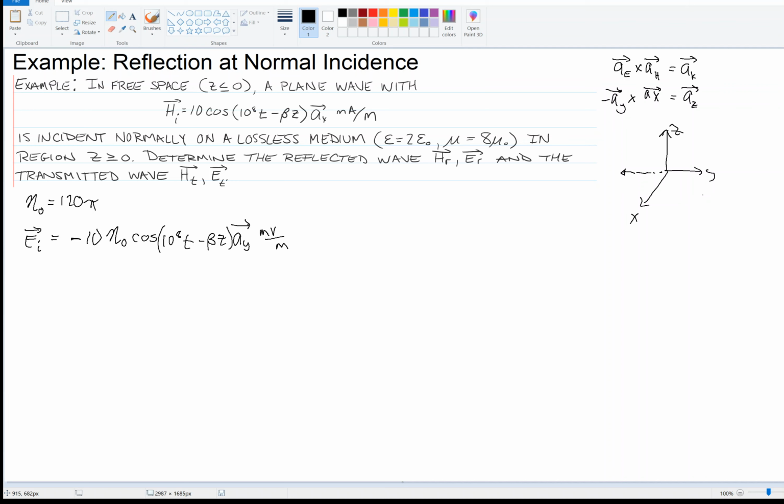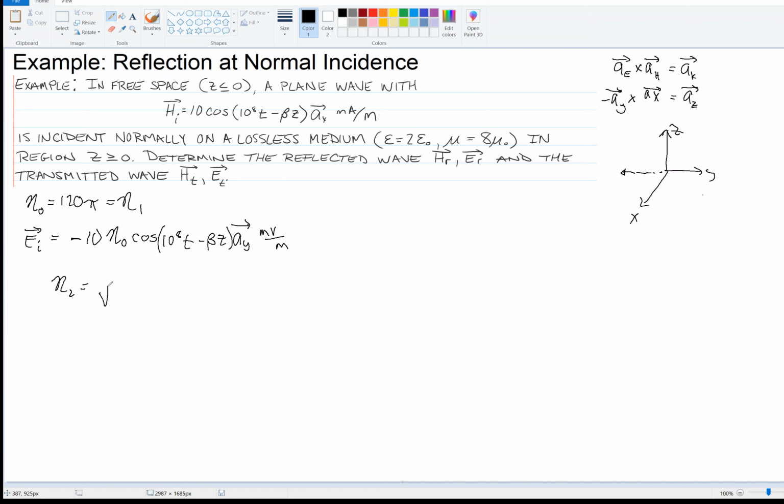Now let's talk about the transmission and the reflection coefficients. We've got eta 0, which is actually eta 1, meaning that's the first material that this wave is incident in. And then we're going to find eta 2.